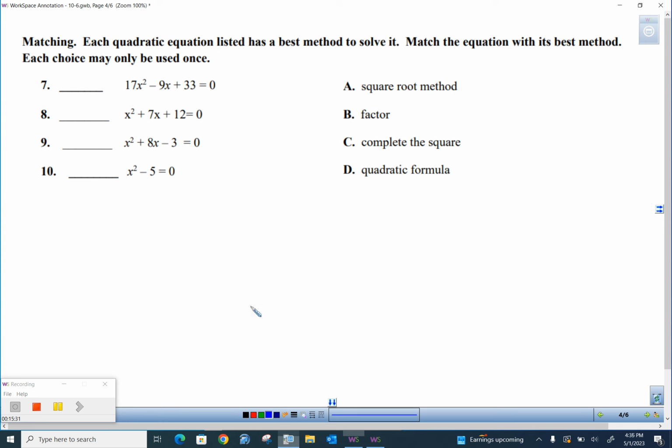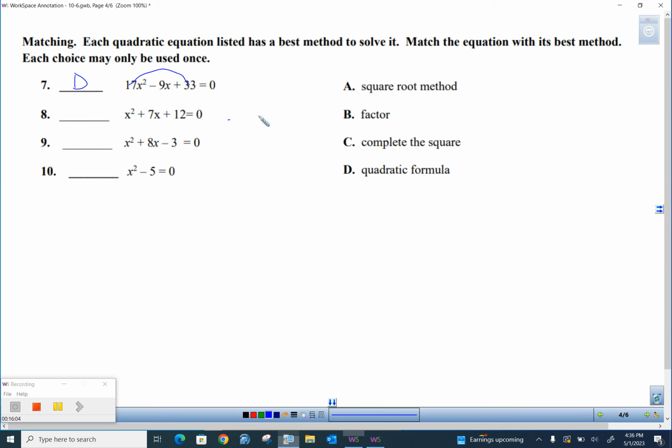Okay. All of these you want to try to factor, but you may not be able to factor all of them. Okay, so here, 17 and 33, when you multiply those numbers together, it's really quite large. So even if you wanted to factor, because there's not a GCF, maybe you don't want to because it's just going to be too time consuming. So this is a quadratic formula one.